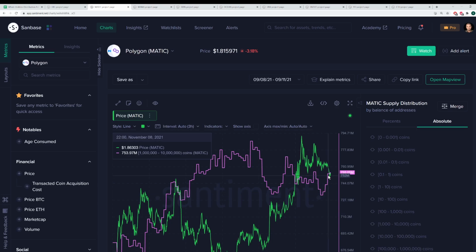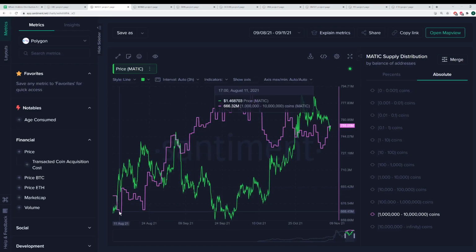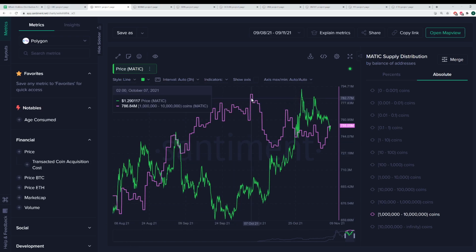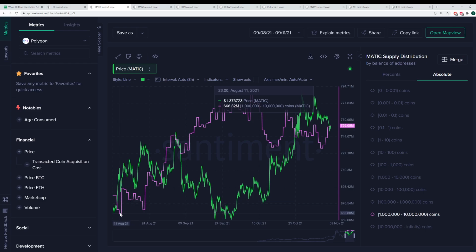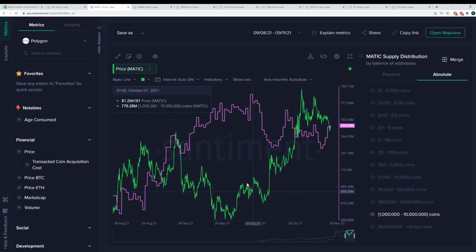Many people are interested in MATIC after, earlier this year, it showed some pretty incredible price surges isolated from the rest of the markets. So really, from a long-term perspective, going back 3 months, you can see that the amount held by this tier has risen pretty steadily, peaking on October 7th, while the price was actually quite suppressed. And sure enough, the price eventually caught up.